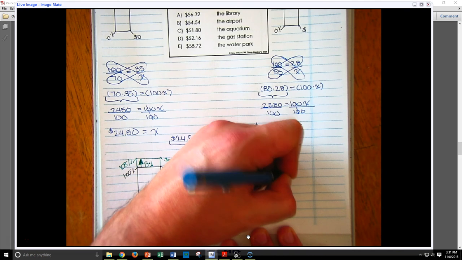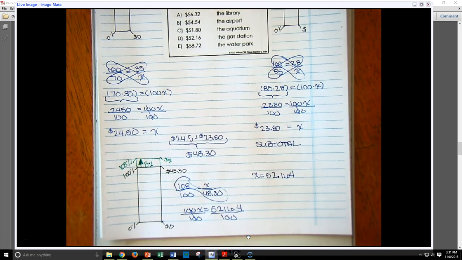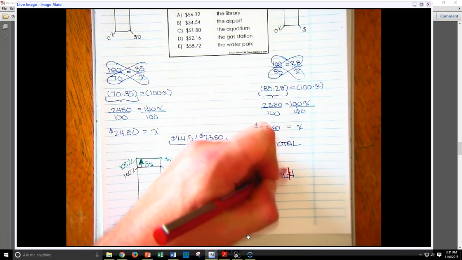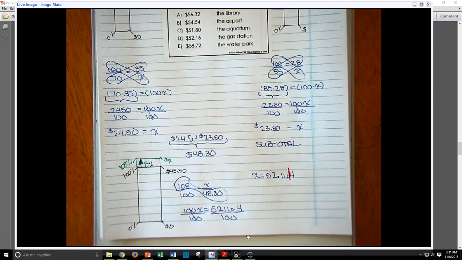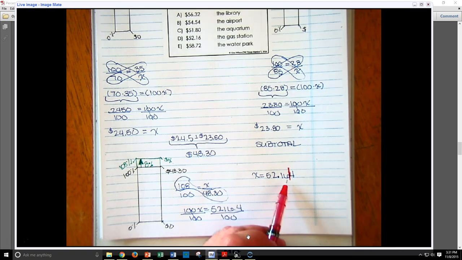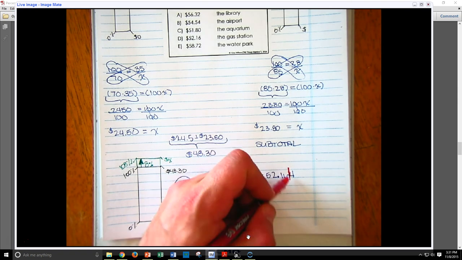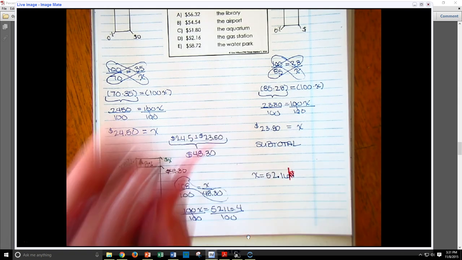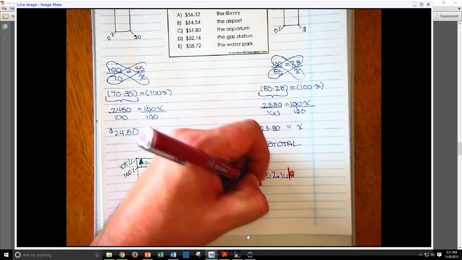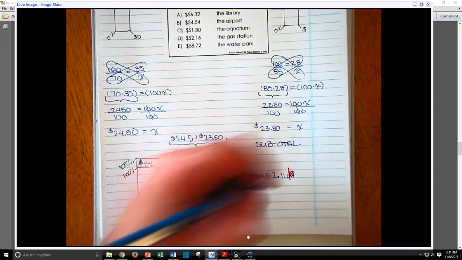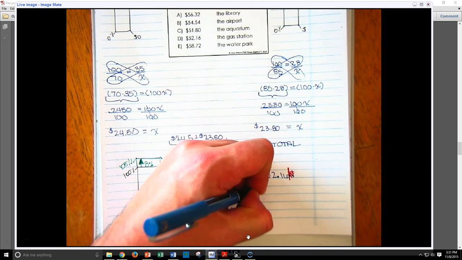and I get 52.164. We are, however, talking about money, so money only goes two decimal places. So here's my dividing line that breaks it up. The 4 is not big enough to affect this 6, so I can go ahead and just cut it off without any changes. And my final answer is x equals, or excuse me, my final cost for everything, the total cost is $52.16.